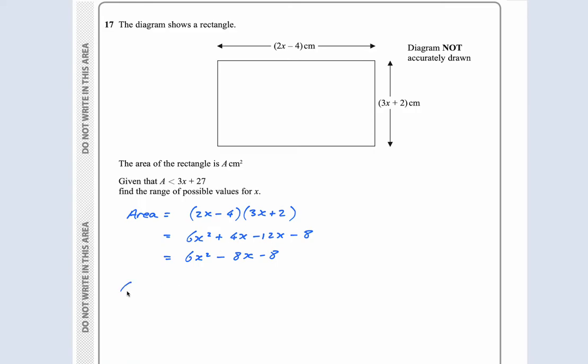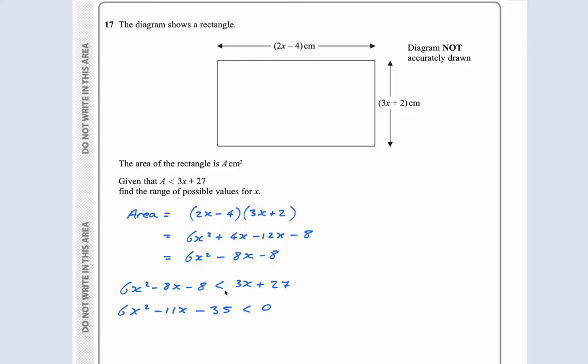He then says this area, 6x squared minus 8x minus 8, has to be less than 3x plus 27. Okay, then I'm going to make everything less than 0. So this is 6x squared minus 11x, because minus 8x minus 3x is minus 11x, and minus 8 minus 27 is minus 35. This has to be less than 0. Okay, now the question has turned into a quadratic inequality question.